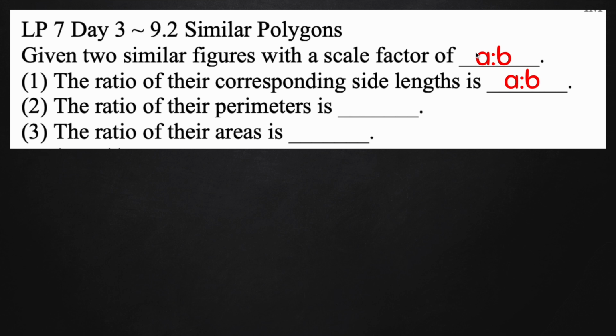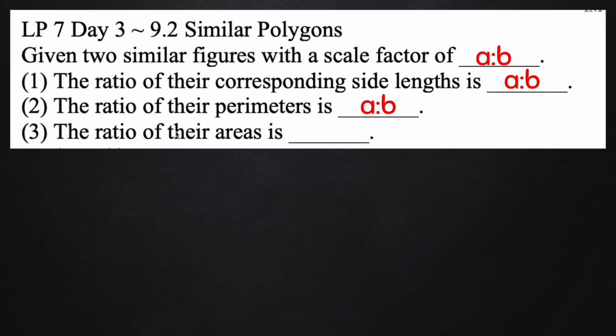If I have the scale factor and say one of these side lengths, I'm only missing the other, then I can very quickly find the missing side length. Perimeters, remember that is just another length. It's just the length all the way around the outside, but it's simply just another length. So it's still A to B for the ratio.